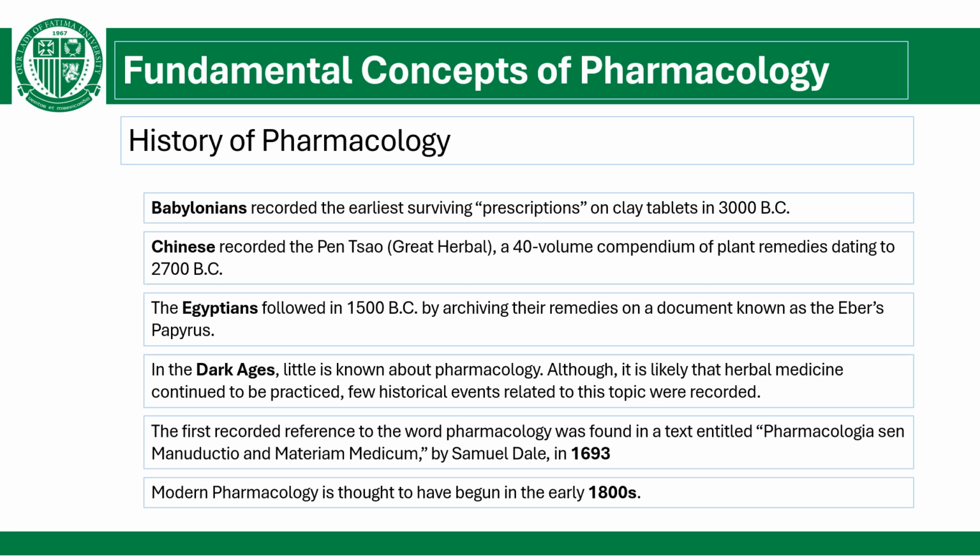Now, the first recorded reference to the word pharmacology was found in Pharmacologia, Sive Manuductio ad Materiam Medicam, done through Samuel Dale, as he discovered in 1693. Now we take note of the modern pharmacology, which happened as early as the 1800s.